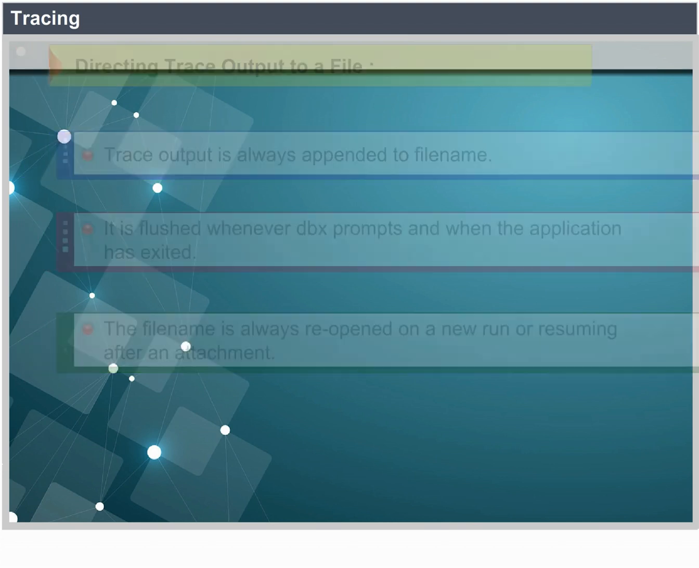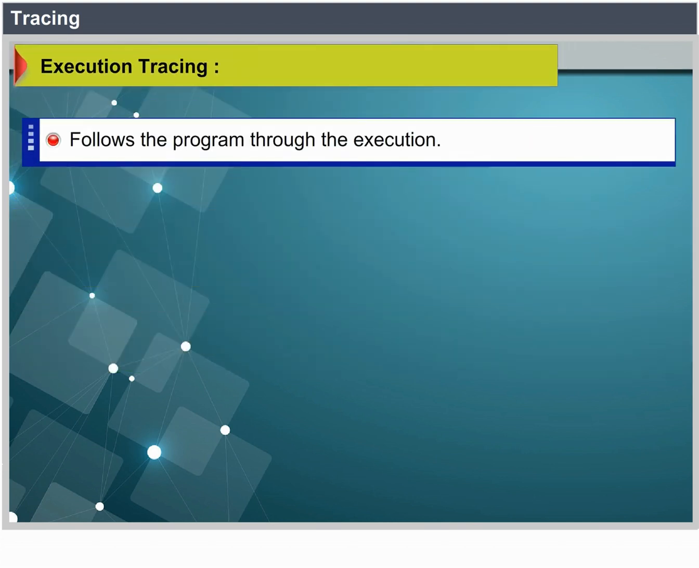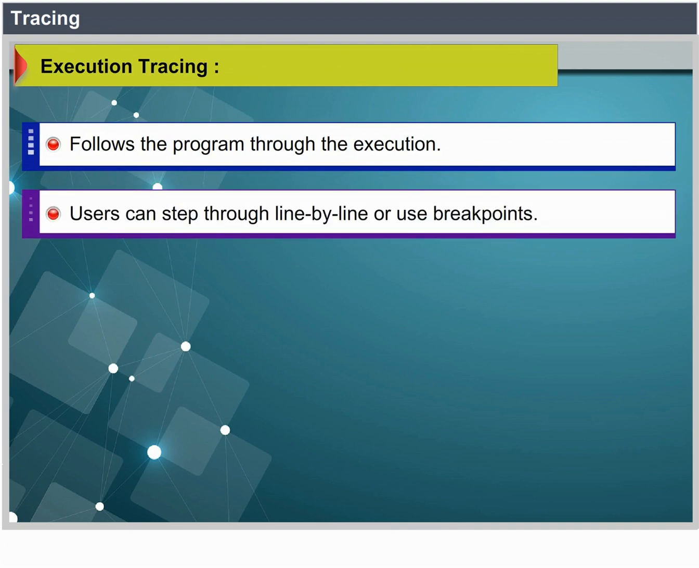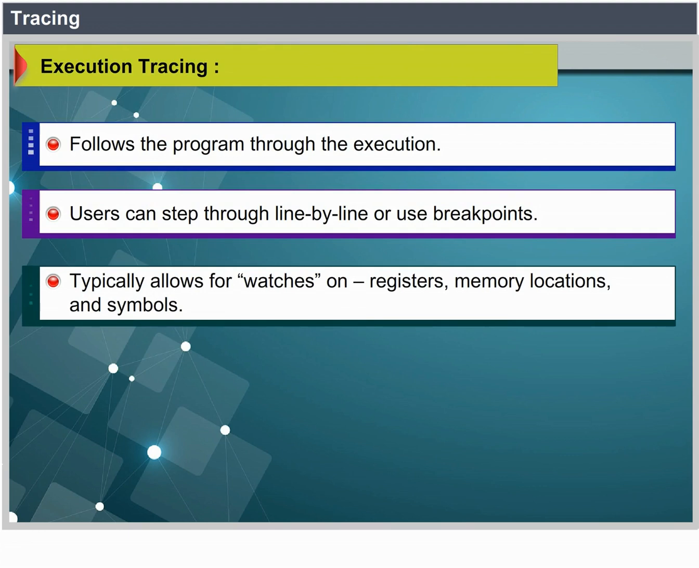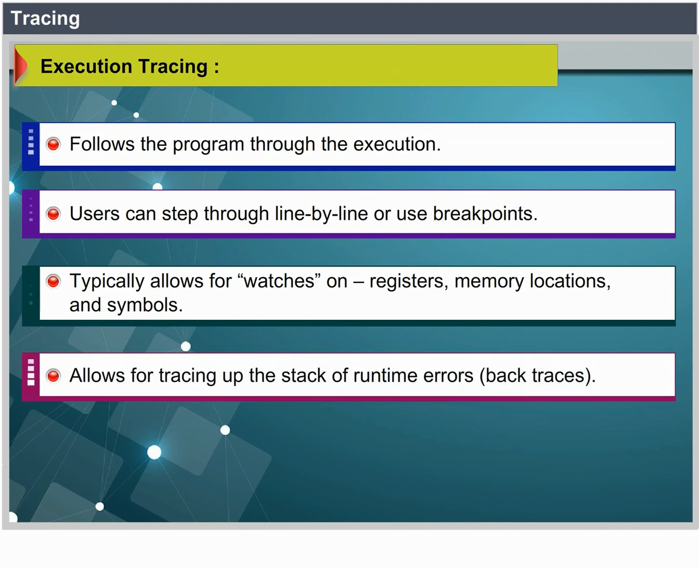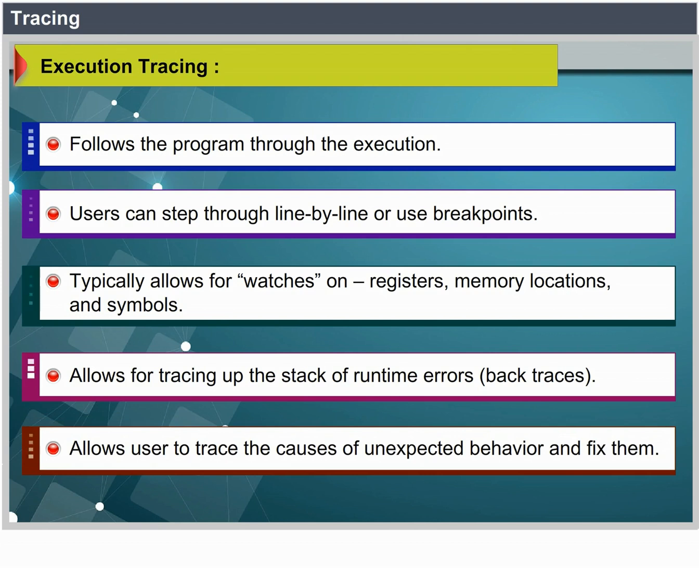Execution tracing follows the program through the execution. Users can step through line by line or use breakpoints. Typically it allows for watches on registers, memory locations, and symbols. It allows for tracing up the stack of runtime errors, backtraces. It allows the user to trace the causes of unexpected behavior and fix them.